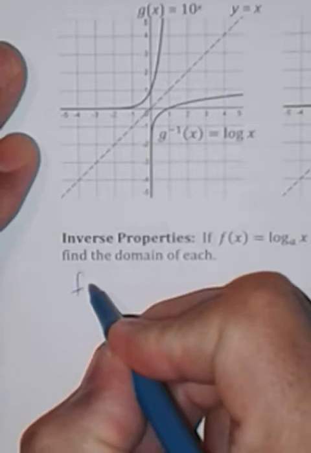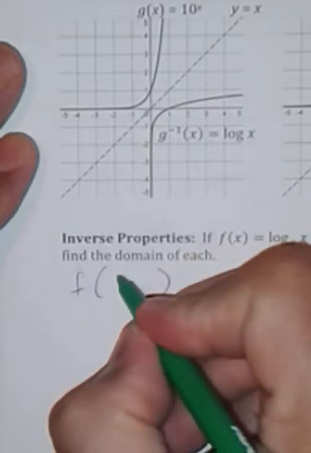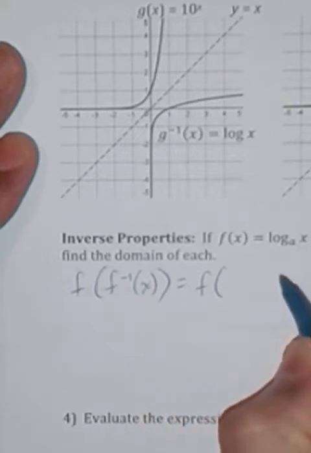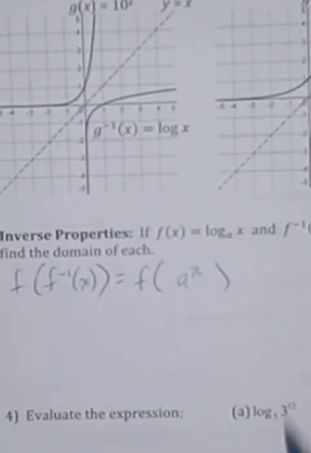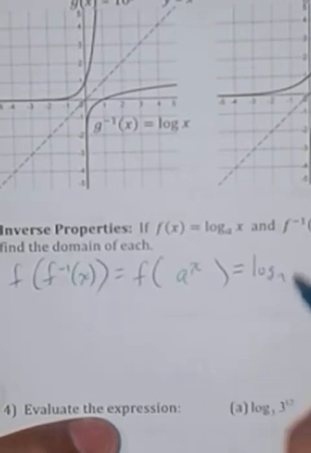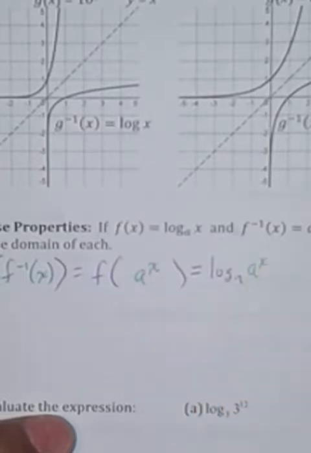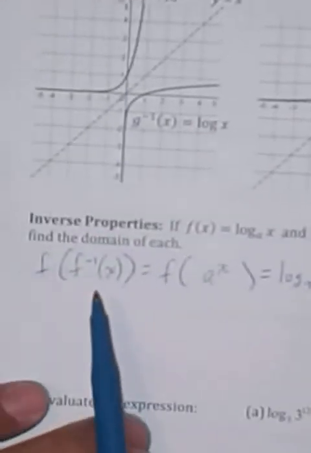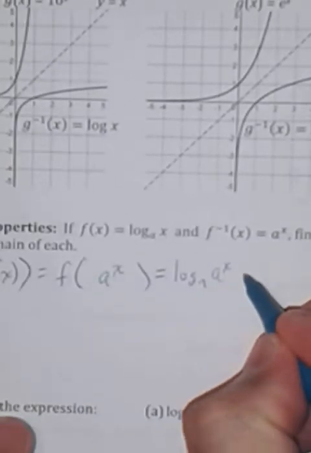So f of f inverse of x, let's do some color coding in green. F of f inverse of x: f inverse of x is a to the x, and f is log base a of whatever the input is. So this would be log base a of a to the x. Okay, and that's as far as I can go. What else can I do with this? Well, the only thing I know is that f of f inverse of x should be x. So this should be x.